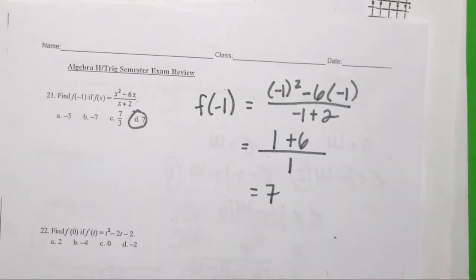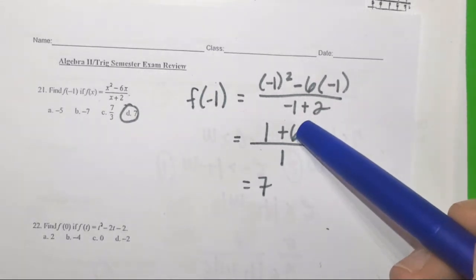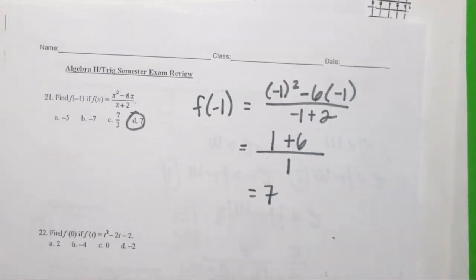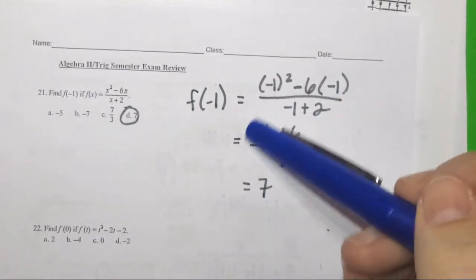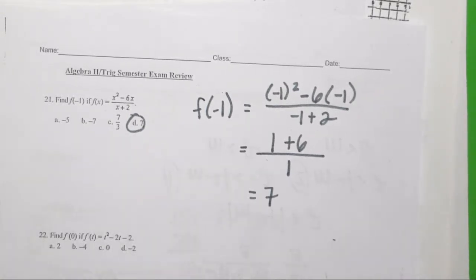But if you made a sign error like Ellie's suggesting, and that's why she's going to get a point, you might have gotten a negative 6, which is how you would have gotten A, negative 5, as your final answer. Or you could have messed up the negative 1 squared and gotten a negative 1 there and ended up getting the wrong answer. Genuinely, they're just checking, can you keep up with your signs?